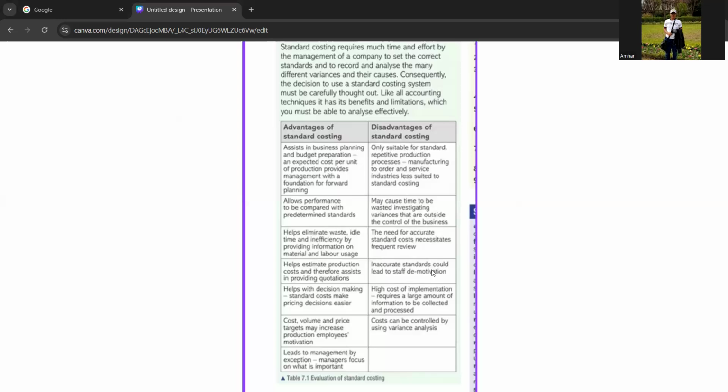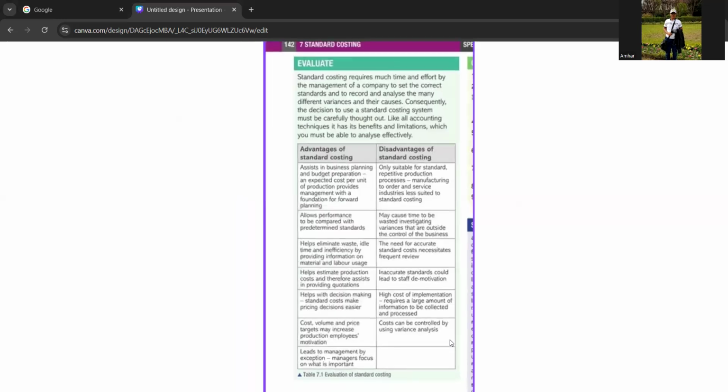And then inaccurate standards could lead to staff demotivation. So when the standards are not correct, it will lead to staff demotivation. And then high cost of implementation requires a large amount of information to be collected and processed. That means to implement the standard costing system, it is costly. So when it's costly, it's a disadvantage, right? Okay, and then cost can be controlled by using variance analysis.